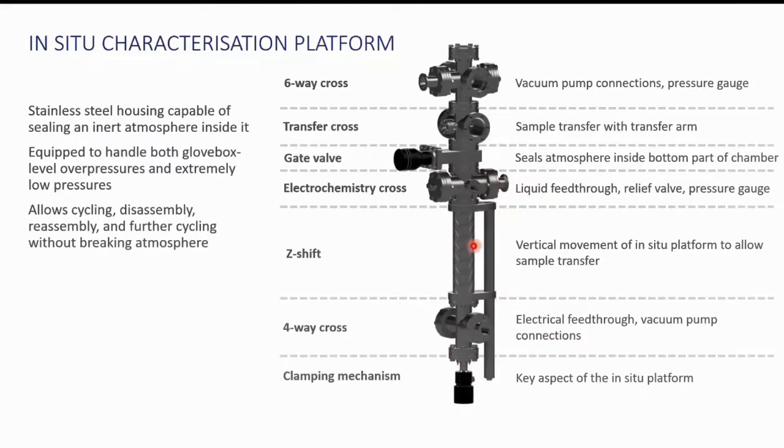The connections to vacuum pumps allow the argon gas to be pumped away, and at a suitably low pressure, the sample can be transferred to the kit without needing to use a separate vessel to do so. The clamping mechanism here at the bottom is a key aspect of the in-situ platform, which I'll talk about further in a later slide.